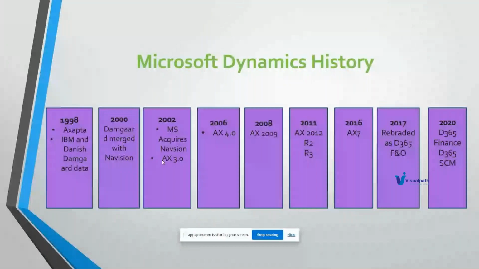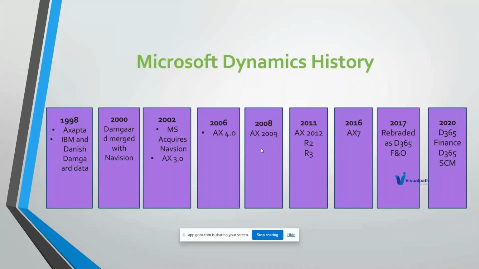After that, in 2006, it was 4.0. AX is nothing but Axapta 4.0. In 2008, they used to call it Axapta 2009. Every 1 or 2 years, they used to change the name of the product. Why are they changing? Because Microsoft will do research and add some new functionalities, and they used to change the name of the product as well, like versions. So Axapta 4.0, Axapta 2009, Axapta 2012.